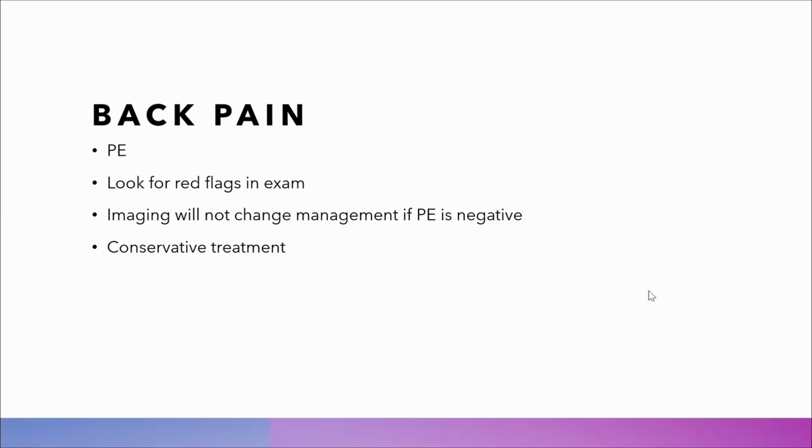So if the PE is negative, no red flags, I don't need to do imaging. I will just do conservative treatment. If the conservative treatment fails after 6 weeks of NSAIDs, light modified exercise, all those conservative treatments, PT, then I can think about imaging. If the PE was positive, had something positive like a positive neuro exam, then yes, of course, we can do MRI. But again, if imaging is not going to change your management, then don't do it.